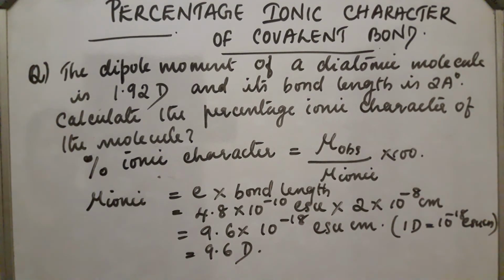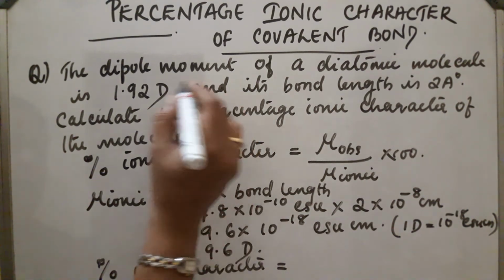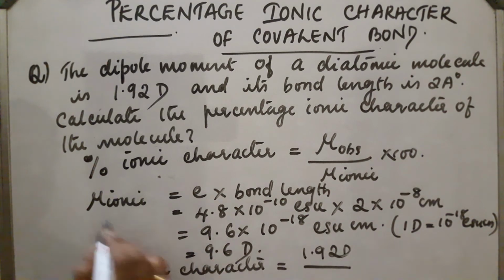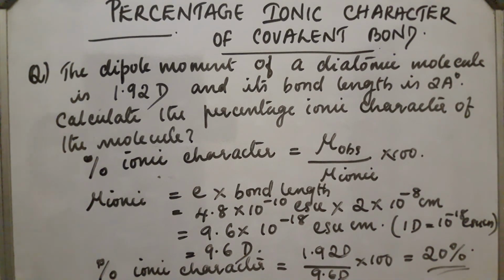Now we can substitute here, and percentage ionic character is equal to mu observed, 1.92 D, by mu ionic, 9.6 D, into 100. After calculation we will get the value 20%. So 20% ionic character. Like this we can calculate the percentage ionic character of covalent bonds.